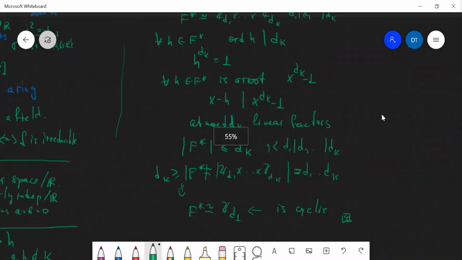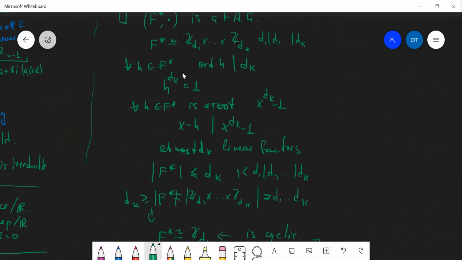Okay, so let me overview the proof. So we have this isomorphism of abelian groups. On the left-hand side, we have multiplication. On the right-hand side, we have addition. Now I want to compute the number of elements of F* using two different procedures. First of all, since this is an isomorphism, F* has exactly the same amount of elements as here. So this is the product. From the other hand, here, we estimated the amount of elements by the number dk. So we have d1 times dk is not larger than dk.